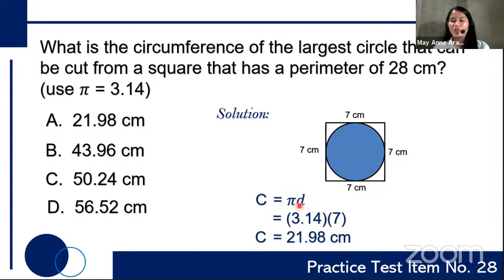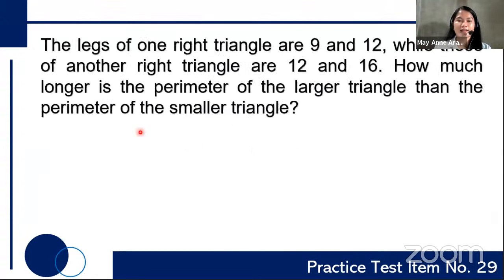So, we can use this formula to solve for the circumference. So, you have 3.14 times 7, 21.98 centimeters. So, that is how you solve this type of problem. Illustrate nyo for you to visualize na the equation.